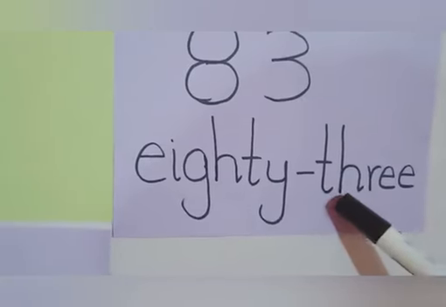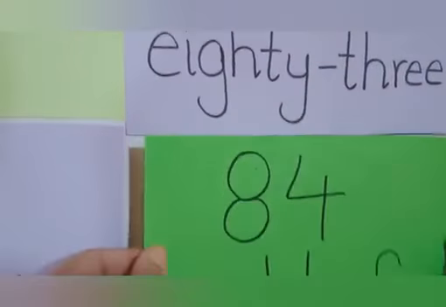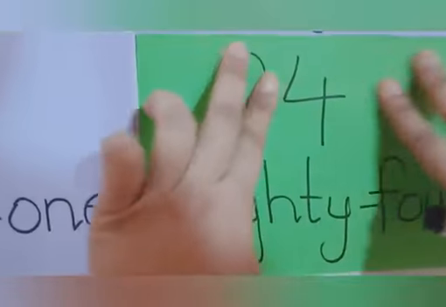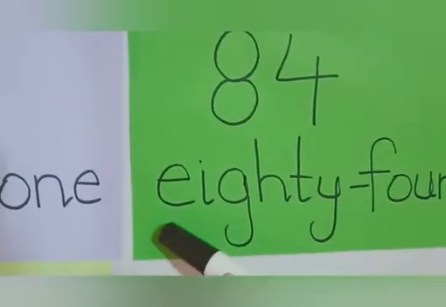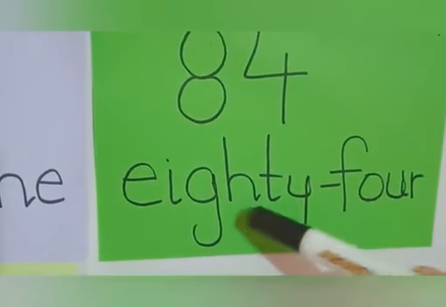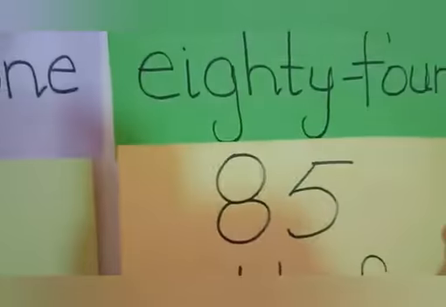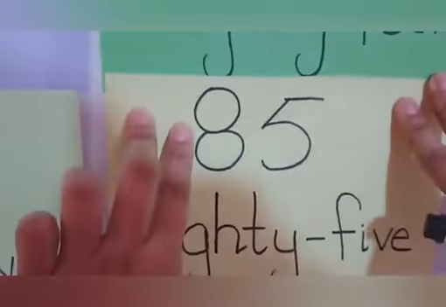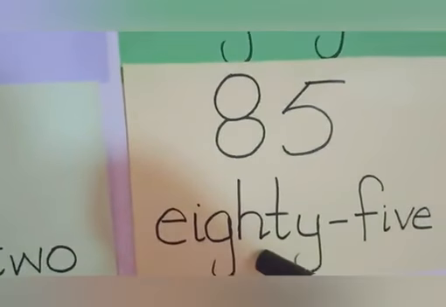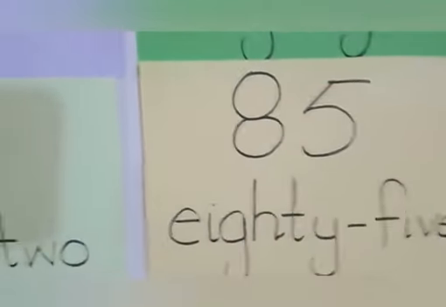E-I-G-H-T-Y, 80. T-H-R-E-E, 3. 83. What comes after 83? 84. What is the spelling of 84? E-I-G-H-T-Y, 80. F-O-U-R, 4. 84. And what comes after 84? 85. What is the spelling of 85? E-I-G-H-T-Y, 80. F-I-V-E, 5. 85.